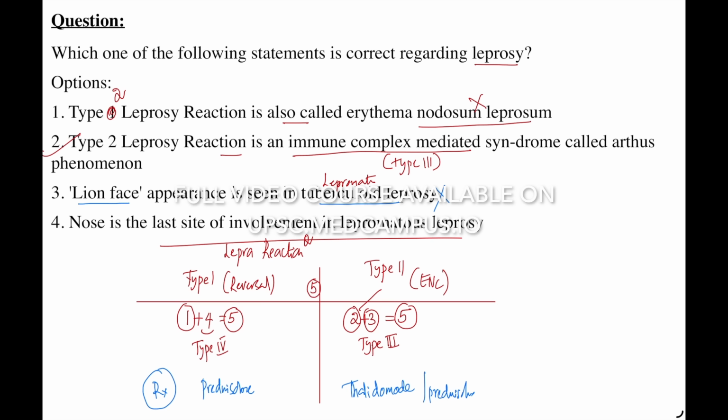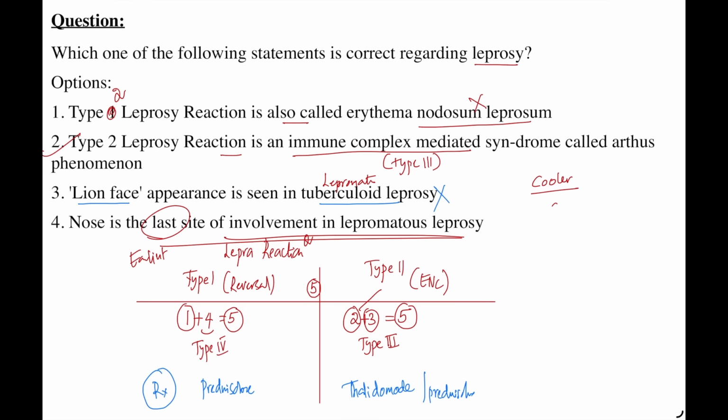No, actually, Mycobacterium leprae prefers cooler areas. Okay, face, ears, nose, nasal mucosa. Actually, nose is the earliest site of involvement in leprosy. Right? So you need to know that. Mycobacterium leprae usually prefers cooler areas.